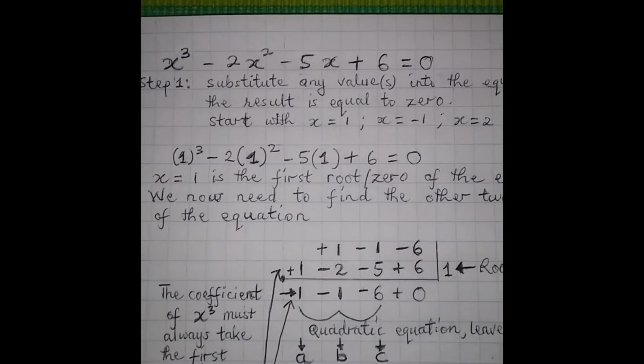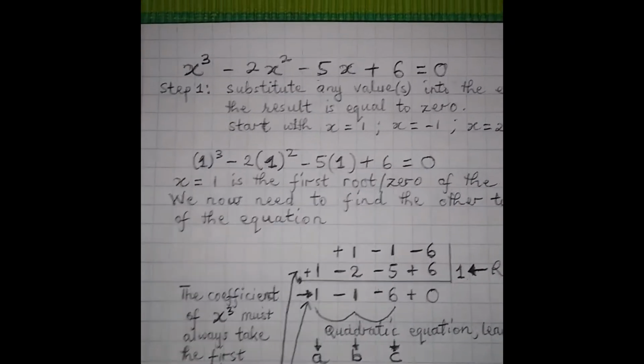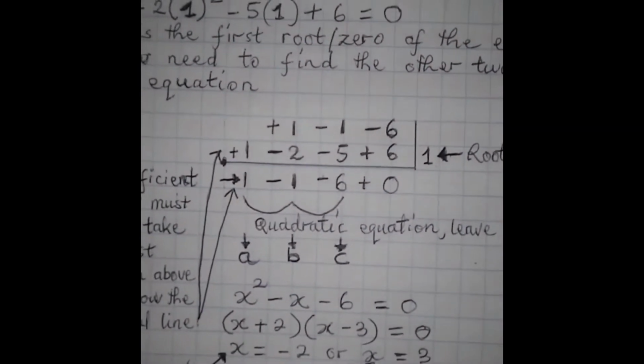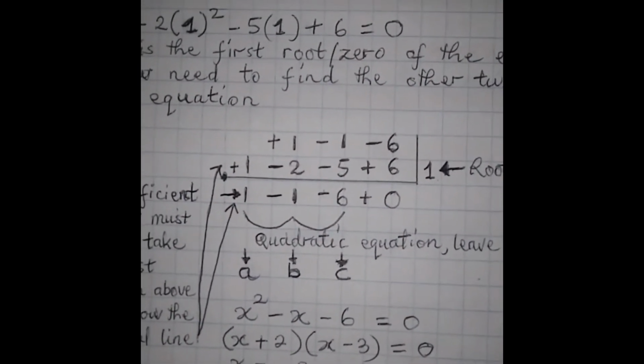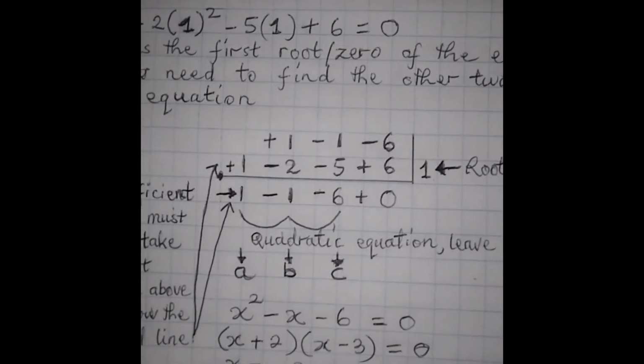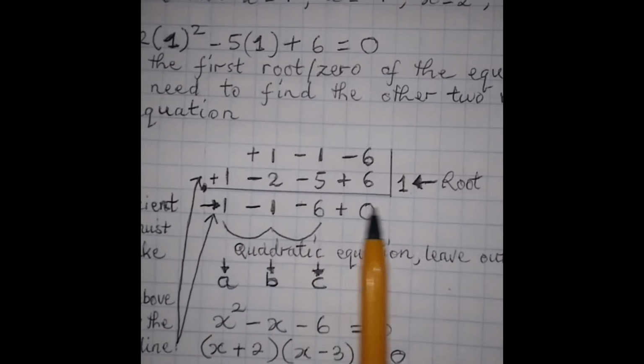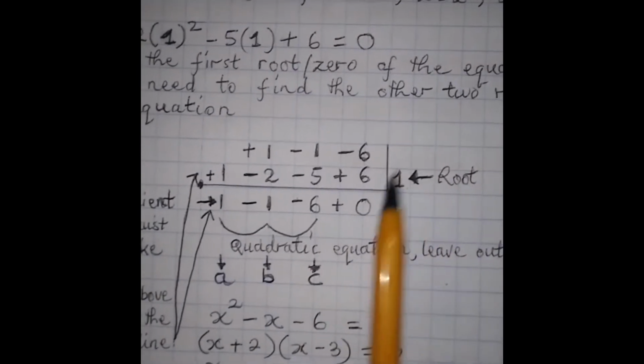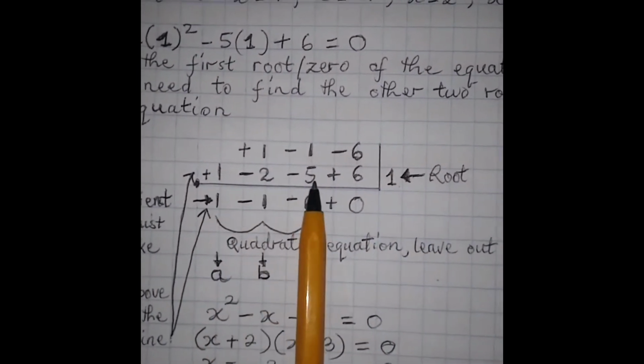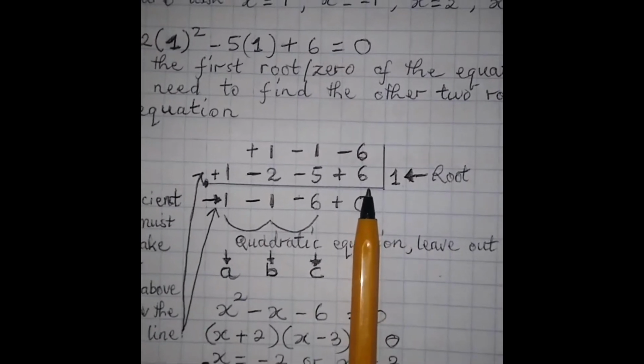Since there are 3 roots, we need to find the other 2 roots. So in this case, we are going to draw this line. This is what we call the synthetic division line. So this line helps us to say, if you look at the equation here, we draw the line and we move it up. Now, all the values here, you can see that they are part of the equation.